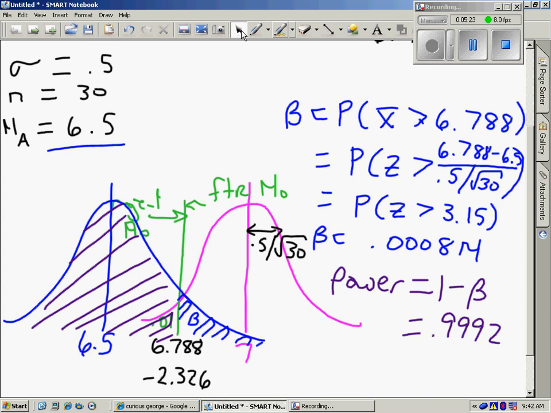That's what power is. Let me say that one more time. If I thought that mu was 7, but in reality it's 6.5, and I take a sample of 30 things, there's a 99.9% chance that those 30 things will have a sample mean, an x bar, less than 6.788, telling me to correctly reject H0. That's what power means.